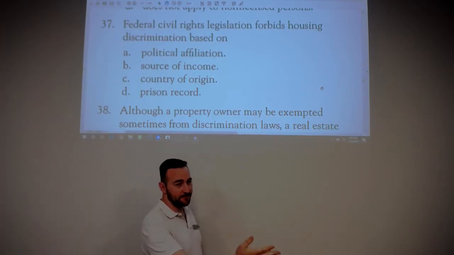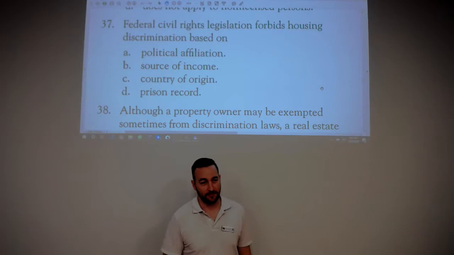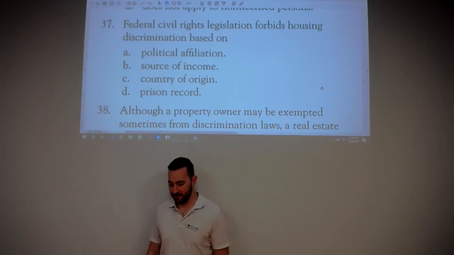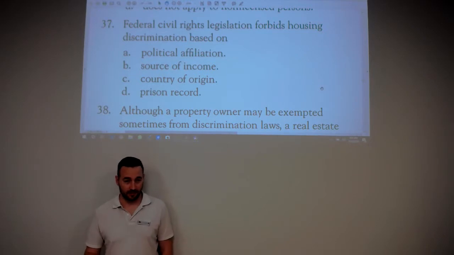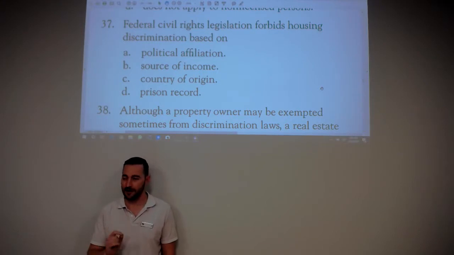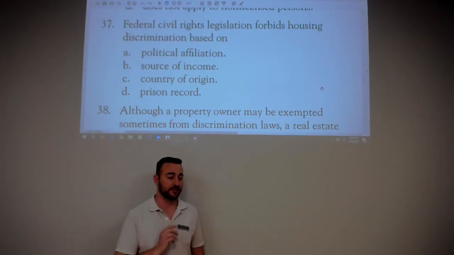So whoever said A, which nobody said, would be incorrect. Whoever said B is incorrect, because we're talking about federal. Now, state laws say that you cannot discriminate based on income if it's a lawful source of income. That's state law. We're asking about federal. So it's very important that you know the difference between these two.